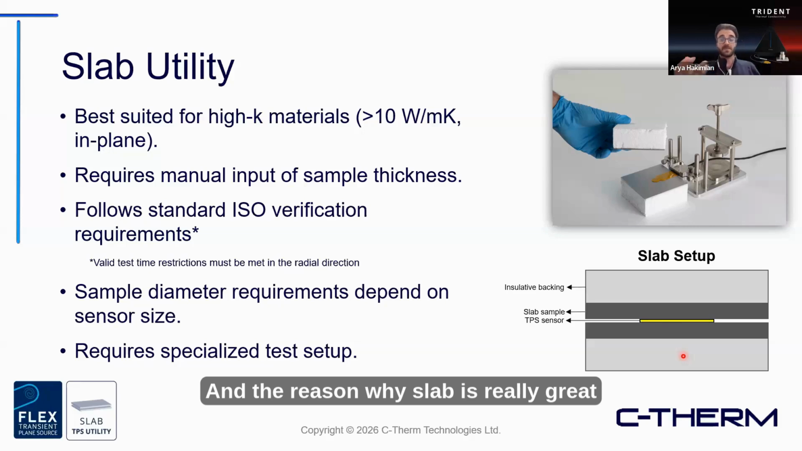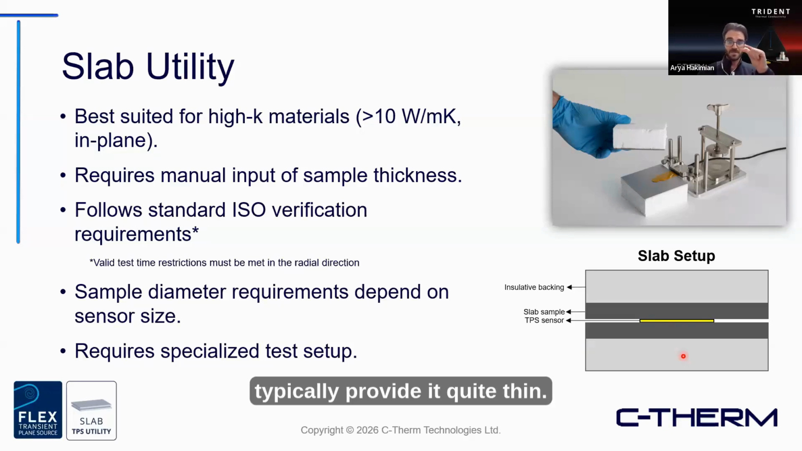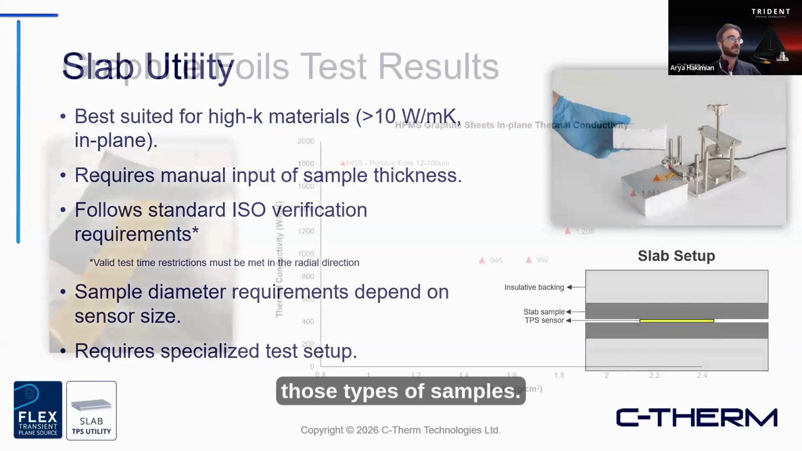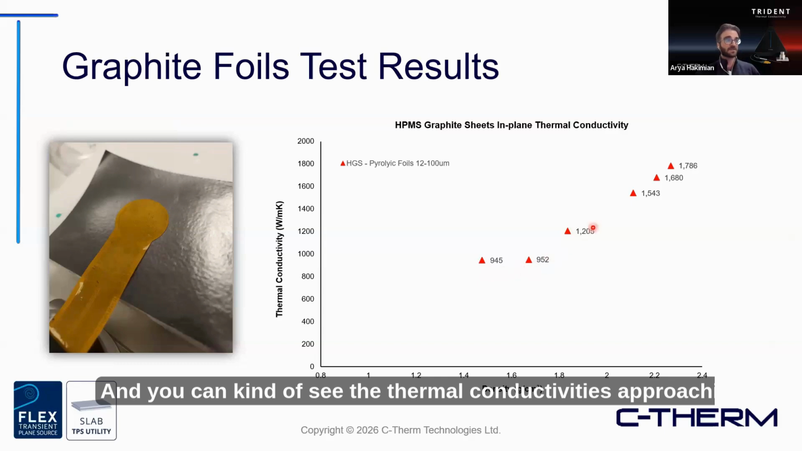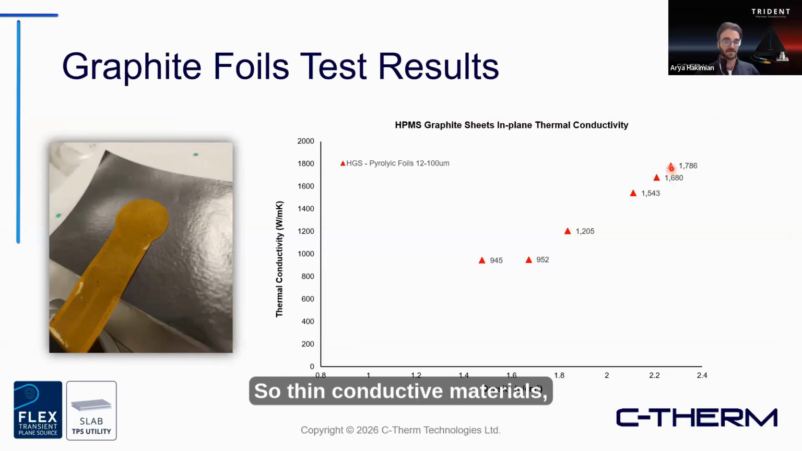The reason slab is really great is because generally speaking, for TPS bulk or even the MTPS, you need quite a large piece to measure. Some of these, like the aluminum sheets, are typically provided quite thin. So this gives you an easier path forward on testing those types of samples. This data was actually on some very thin, very conductive graphite sheets. This was some data that we've tested, and you can see the thermal conductivity is approaching just shy of 2,000 watts per meter Kelvin. So thin conductive materials are really a good fit for TPS slab.